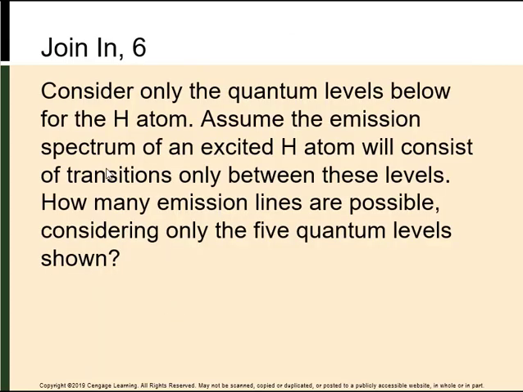All right, let's look at a couple questions. Let's say that we're looking at a hydrogen atom, so 1 electron. Assume the emission spectrum of an excited hydrogen atom will consist of transitions only between these levels.